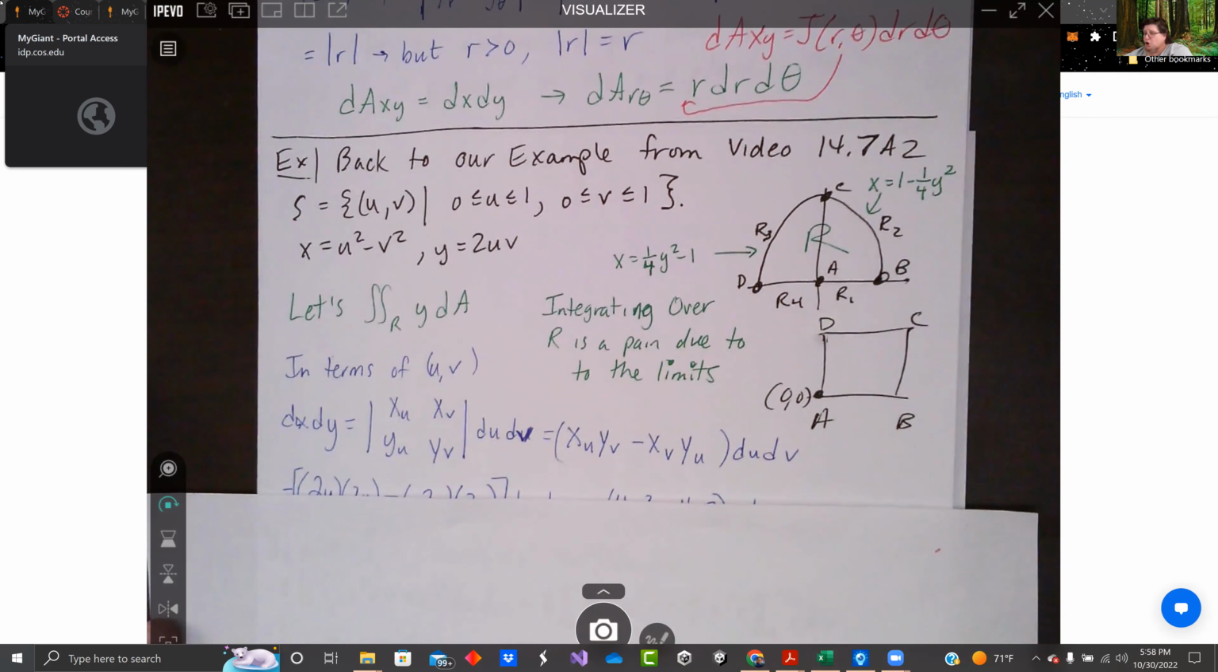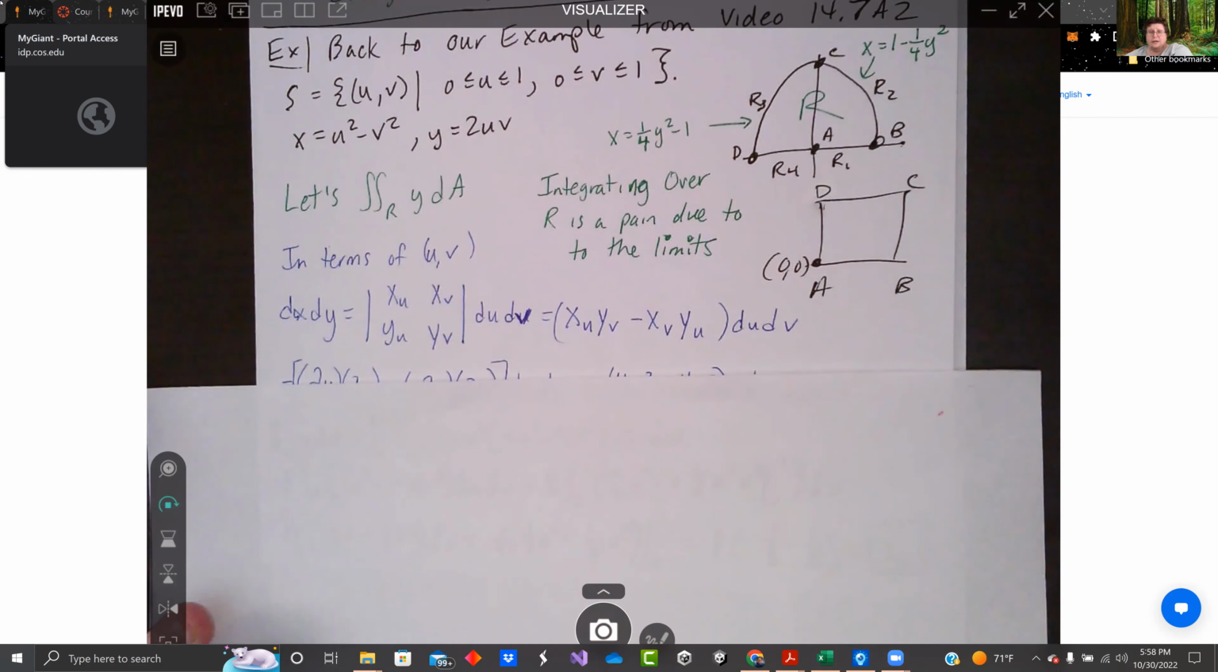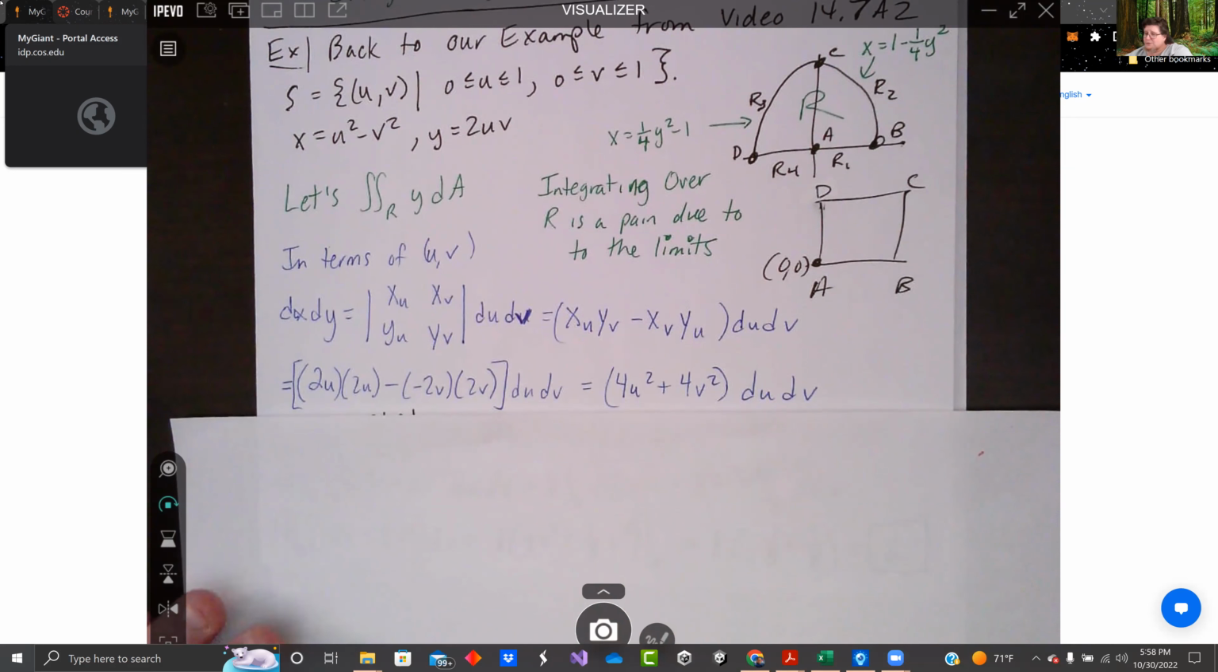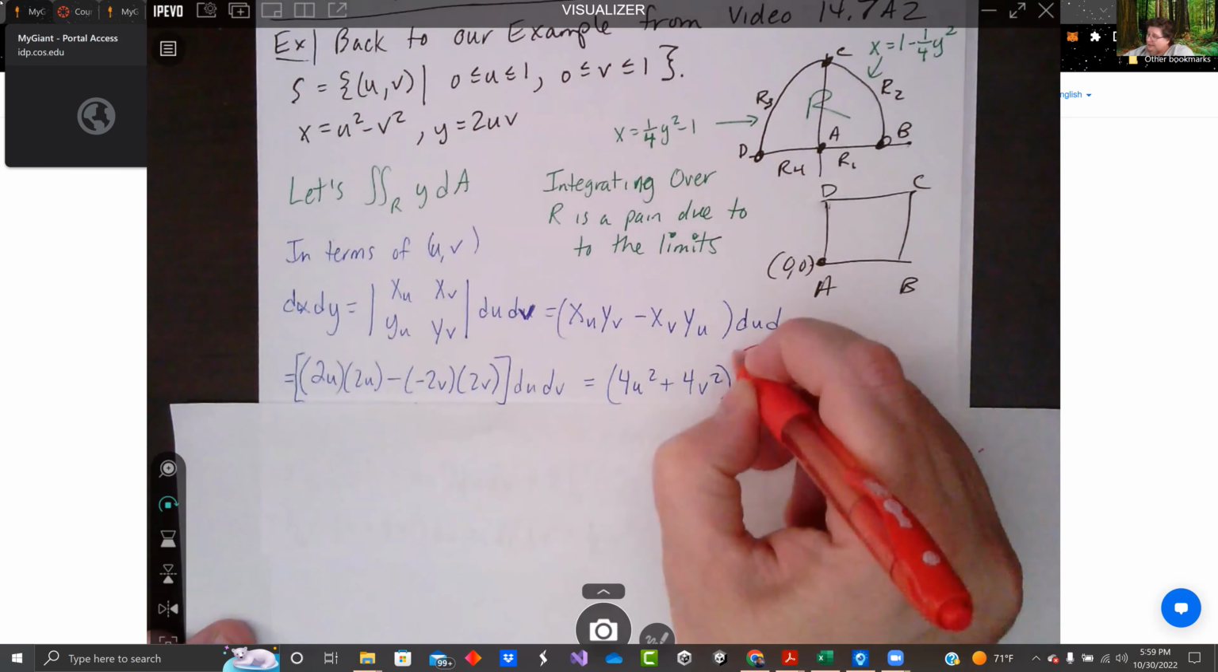When we do the Jacobian, the derivative of x with respect to u and v across the top, the derivative of y with respect to u and v across the bottom, times du dv. I get x_u y_v minus x_v y_u. If I plug those in, the derivative of x with respect to u is 2u. The derivative of y with respect to v is 2u also, so we're going to get 4u squared there. And then x_v y_u is negative 2v times 2v. So we get a negative 4v squared, but we are subtracting, so it becomes positive. So I have 4u squared plus 4v squared du dv. That's our Jacobian right there.